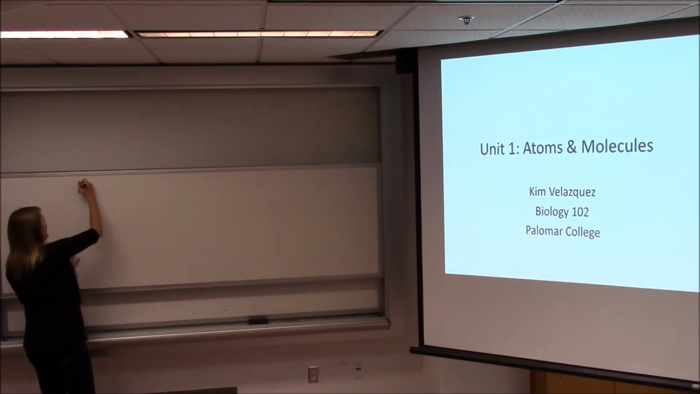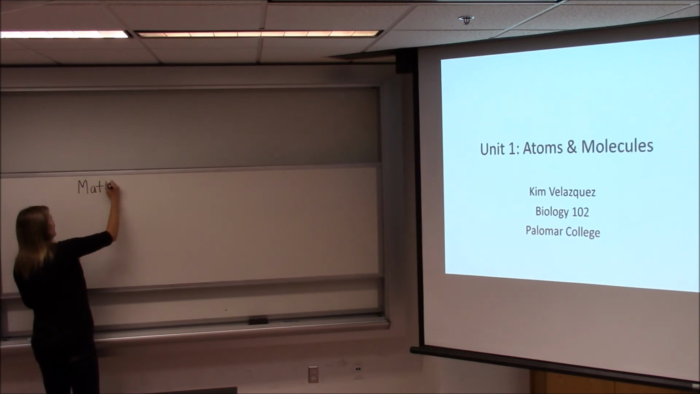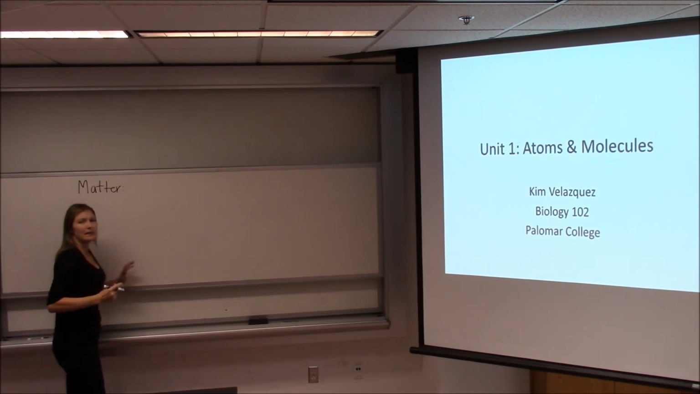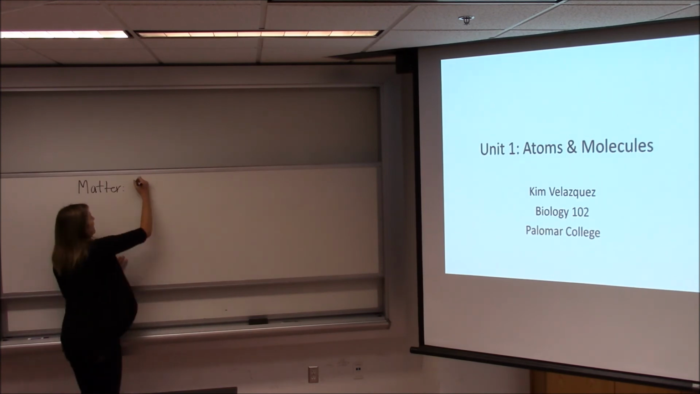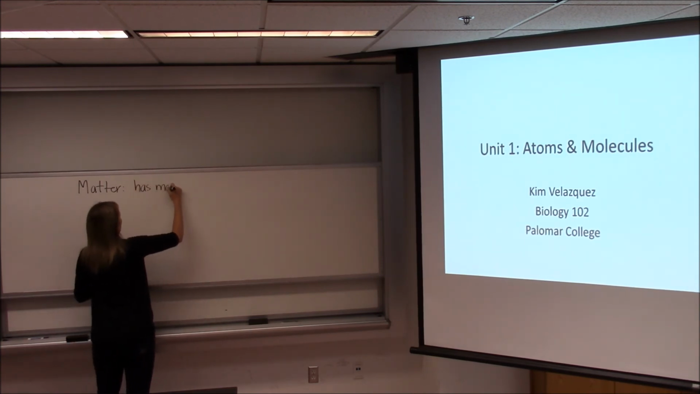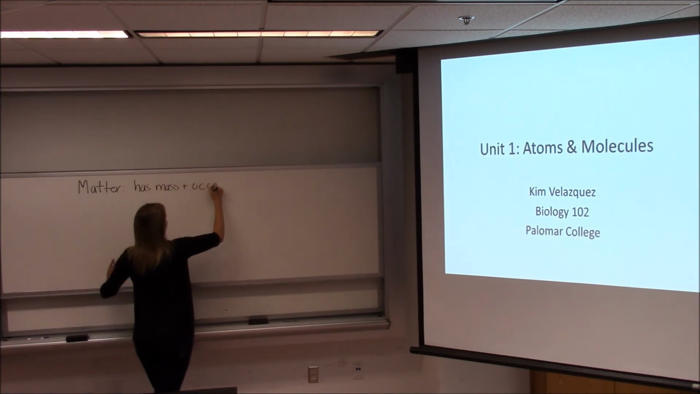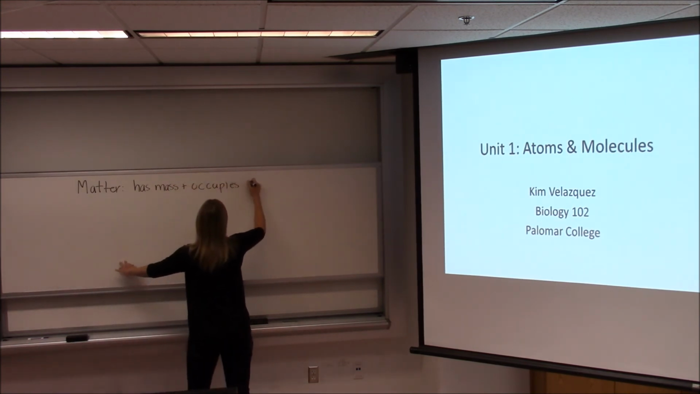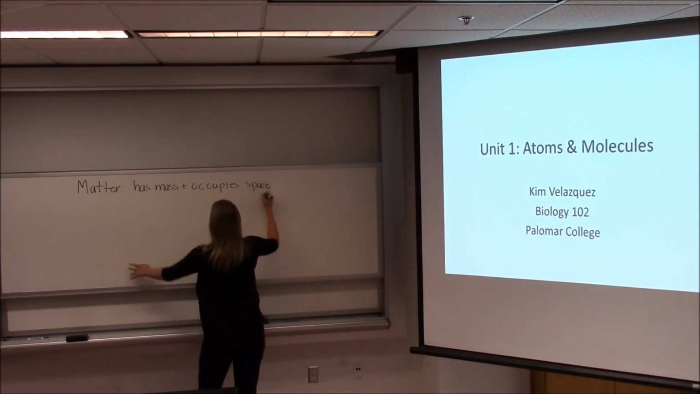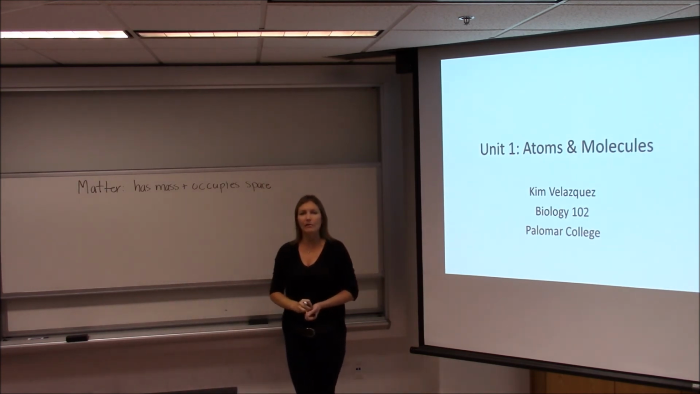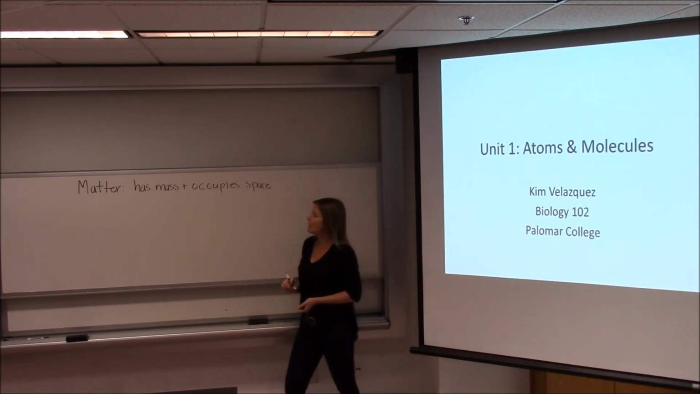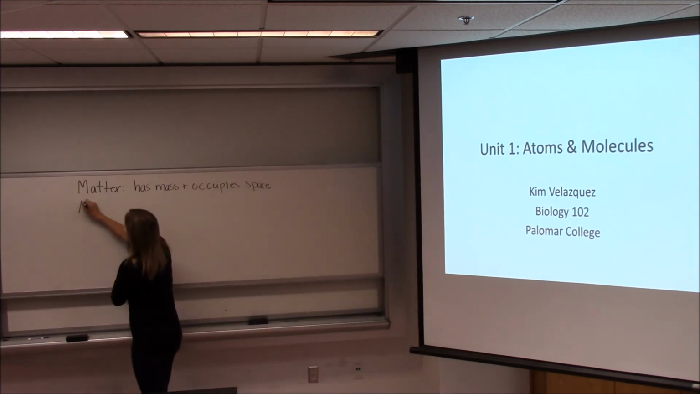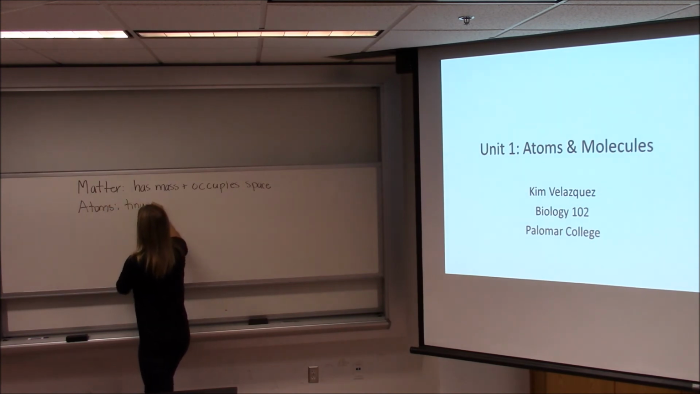Start by defining matter. What is matter? Matter is anything in the universe that has mass and occupies space. So matter has mass and it occupies space. And that matter is made up of atoms. Atoms are the very tiny particles that comprise all matter on Earth. So atoms are very tiny particles that comprise matter.